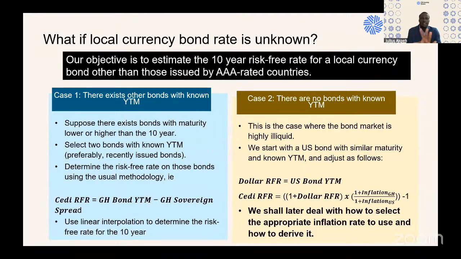Now, we are saying that we want to look at a situation whereby the local currency bond rate is unknown. There are two cases we need to consider. Case number one: there exist other bonds with known YTM. Here, we don't have, let's say, a 10-year bond. Either we don't have a 10-year bond or we don't have a 10-year bond with a known yield. So the first case we want to consider is that there exist other bonds with known YTM, meaning we know some other bonds and we know their YTMs as well.